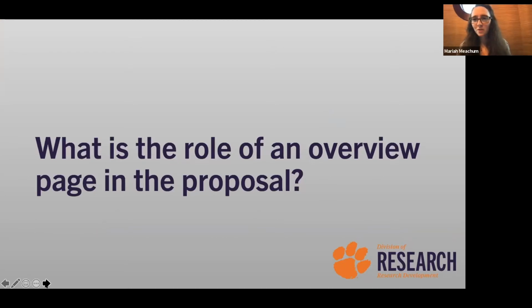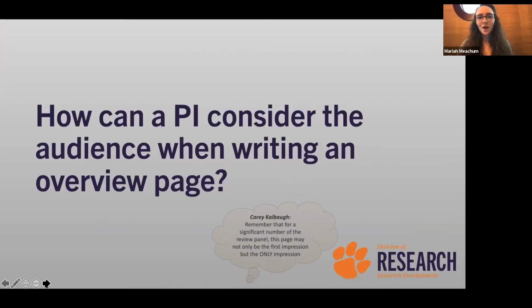So I think we've covered, what is the role of an overview page? I think it's pretty clear. It's the first impression that anyone who's reading it gets of what the point of your proposal is. So I wonder if we could just go around and talk about how a PI can consider the audience when writing an overview page. We've heard who the audience usually is, but what are some tips on addressing that?